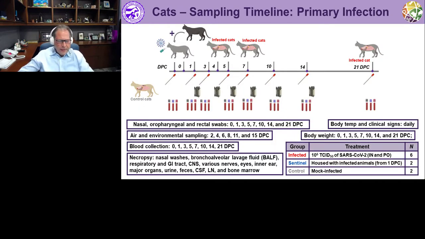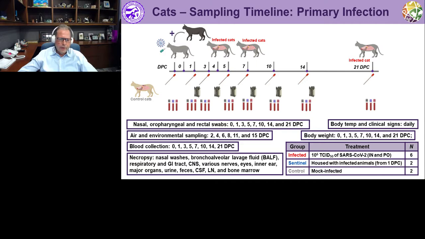These are our sampling timelines. We start with infection on day 0, with the sentinels added to the principal animals on day 1. We did body temperature and clinical signs daily. We did body weight every 2nd or 3rd day, and we also did nasal, oropharyngeal, and rectal swabs every 2 or 3 days.